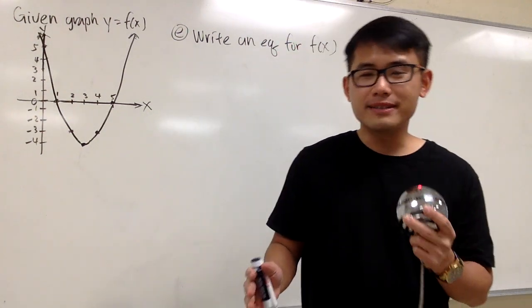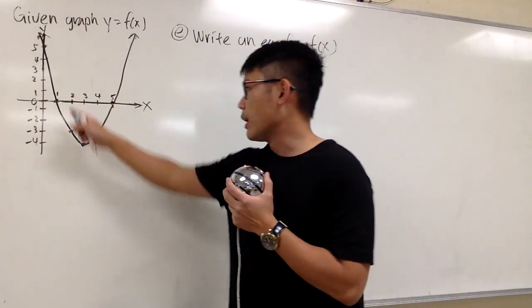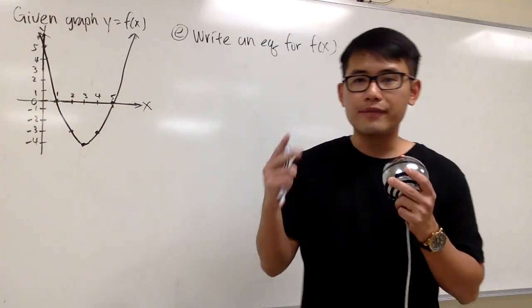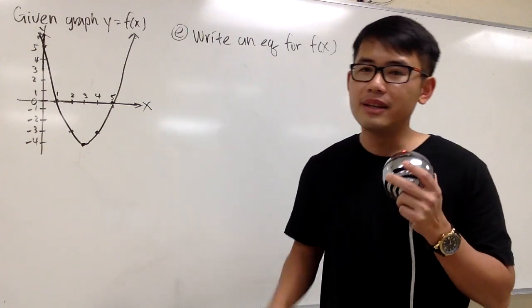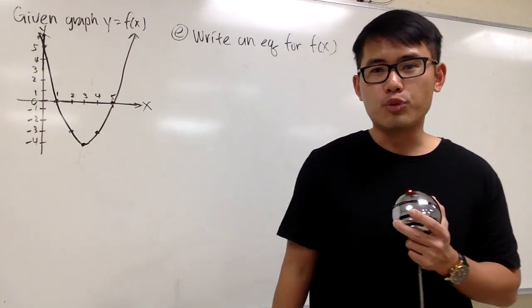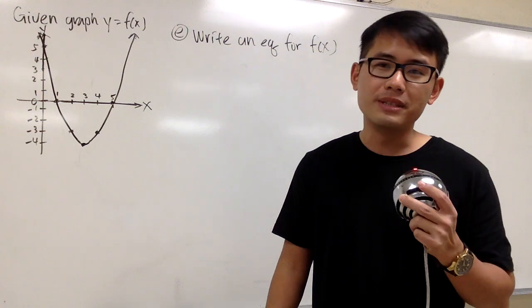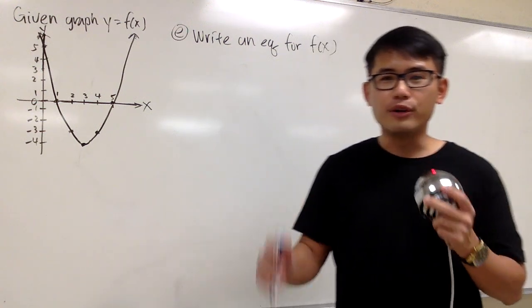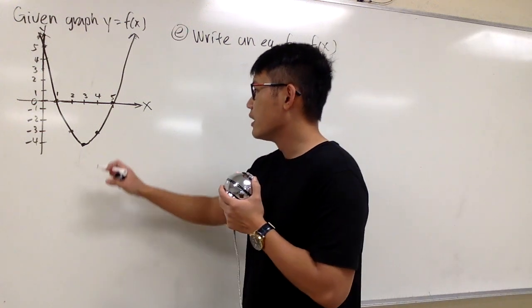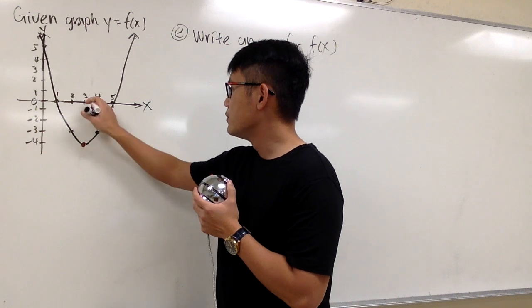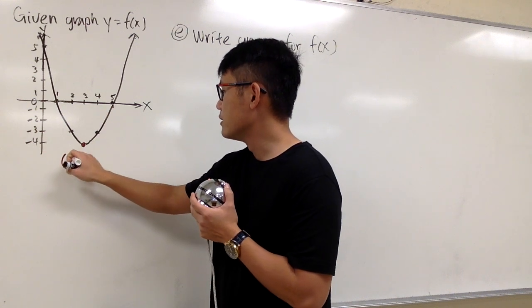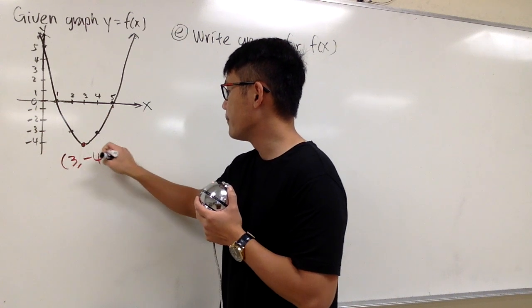All right, right now I'm going to show you guys how we can write an equation for this parabola right here. And remember, we have two forms for a parabola, the vertex form and also the standard form, right? And I'm going to show you guys both forms in this video. And let's begin with the vertex form. And as we can see, here's the vertex, right? (3, -4). So let me just label that right here.